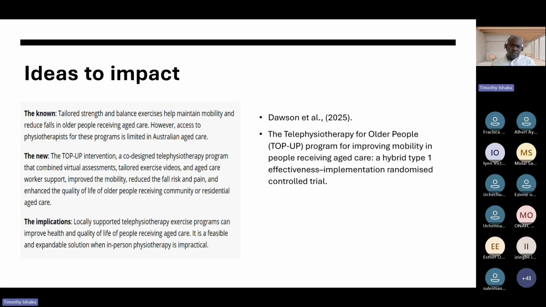What is the result? There is improved mobility among that population. There is reduced risk of falls as well as pain. And you can imagine this will improve the quality of life of older adults in both the community as well as the residential home or facility where they find themselves. Now, what this is telling us is that telephysiotherapy, or physiotherapy using the internet, is feasible and scalable where in-person services are limited.